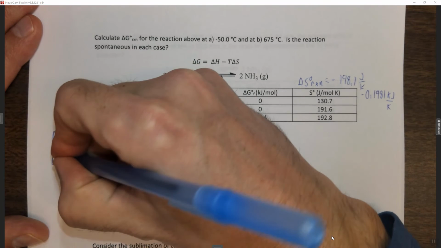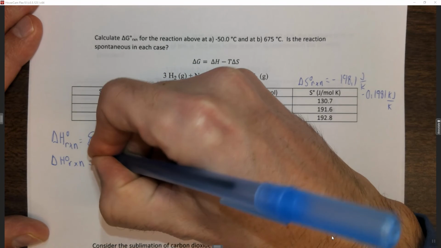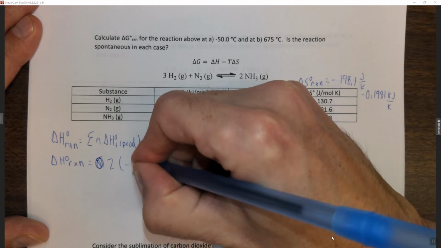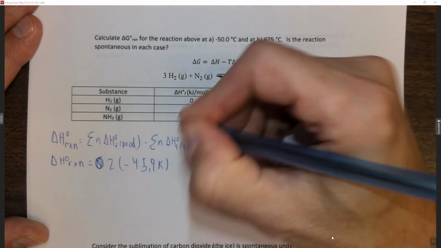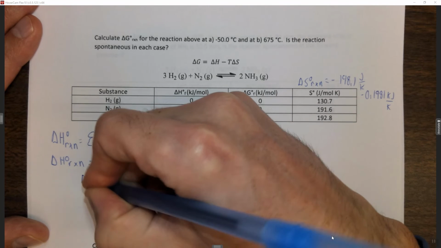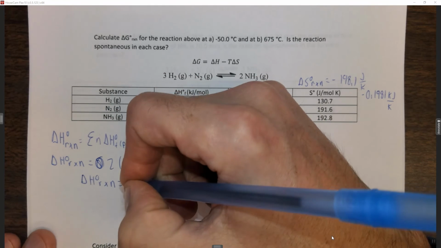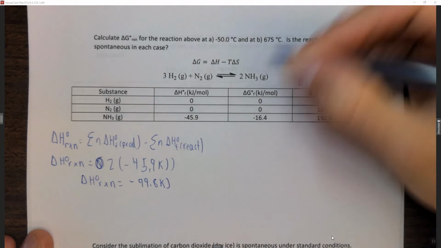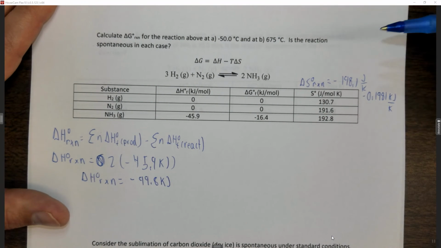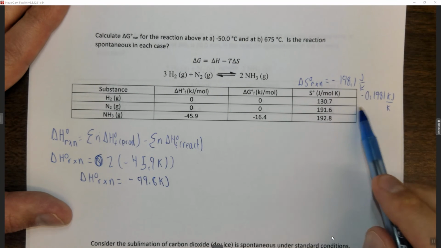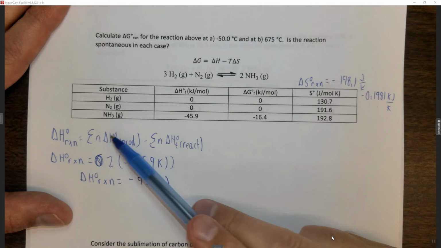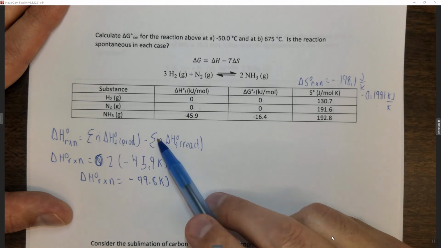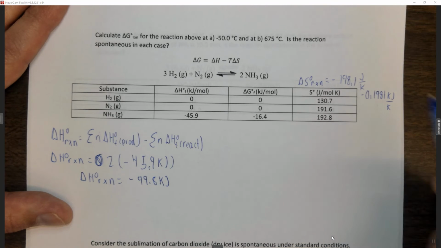So the delta H naught for standard conditions of this reaction is N, which is 2 moles, times the minus 45.9 kilojoules, and that gets the delta H naught of this reaction to be equal to minus 99.8 kilojoules. So we just doubled the 45.9. Again, we found this delta S previously, although you can do it this exact same way, except replace this for S. Notice that the S's for the reactants are not 0, so you'd actually have to subtract out some terms, and when you do that, you'd find this.